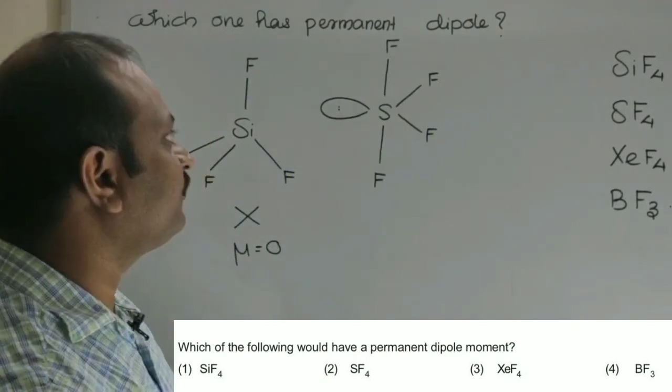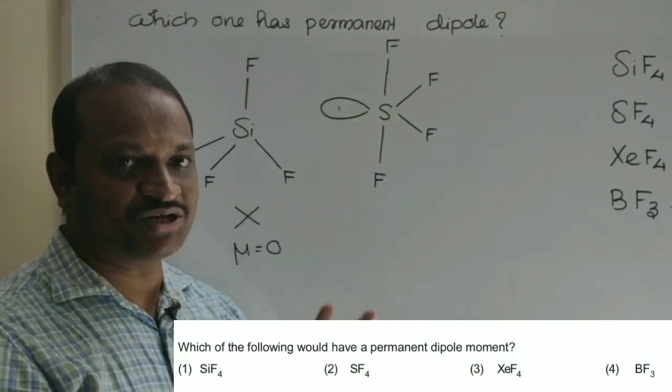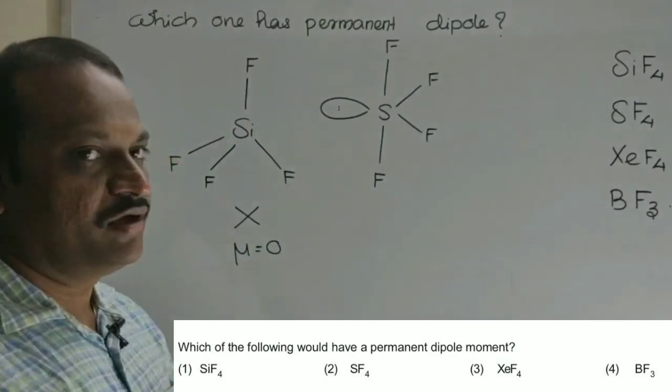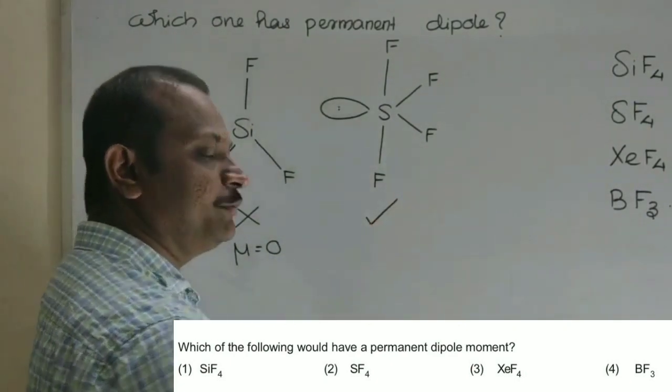And this SF4 is not symmetrical and it contains one lone pair. Because of the presence of this lone pair, its dipole moment is not getting cancelled. So this will have a permanent dipole.